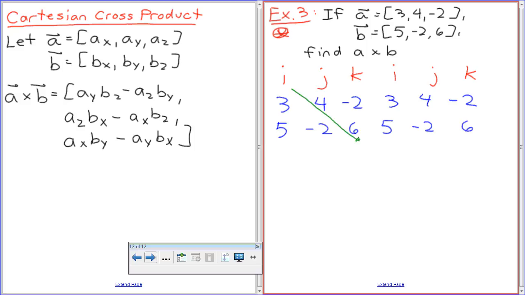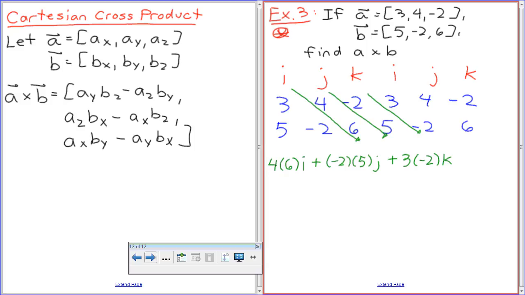Okay? So it's going to be 4 times 6 times i, plus negative 2 times 5j, plus 3 times negative 2 times k. Now hold on, Haley, just stay with me. Once you do a few of these, it gets really easy.